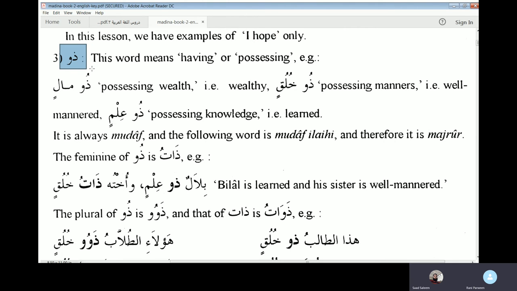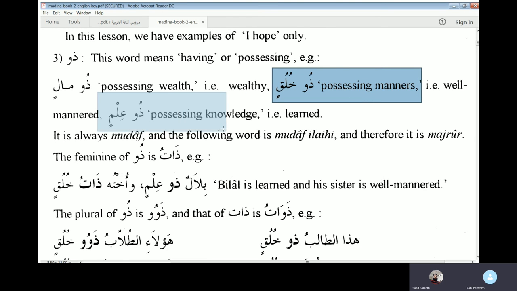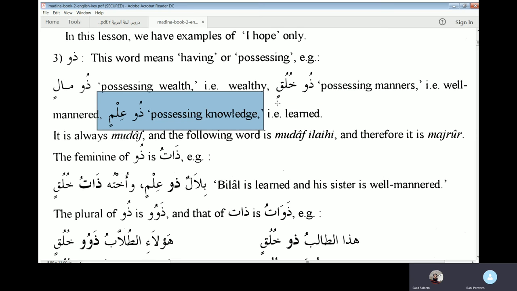So, zu. This word means having or possessing. For example, zu malin, possessing wealth, that is wealthy. Zu khuluqin, possessing manner, that is well mannered. Zu ilmin, possessing knowledge, that is learned. It is always mudaf. This means that all the rules of mudaf that you learned will be applied on zu.